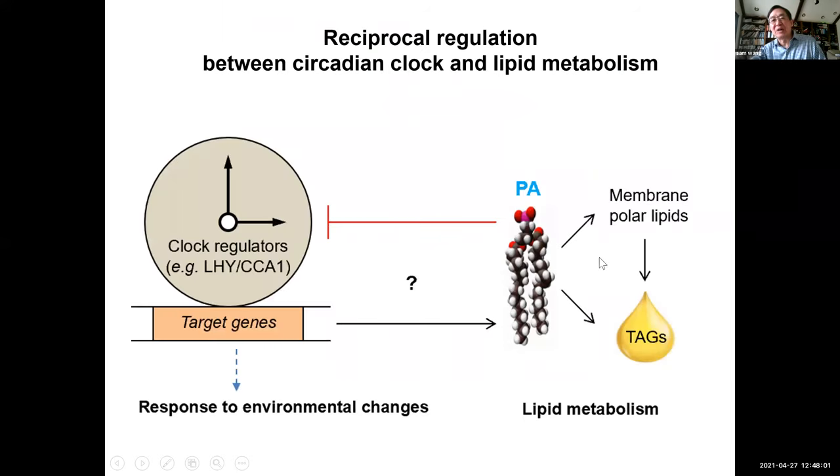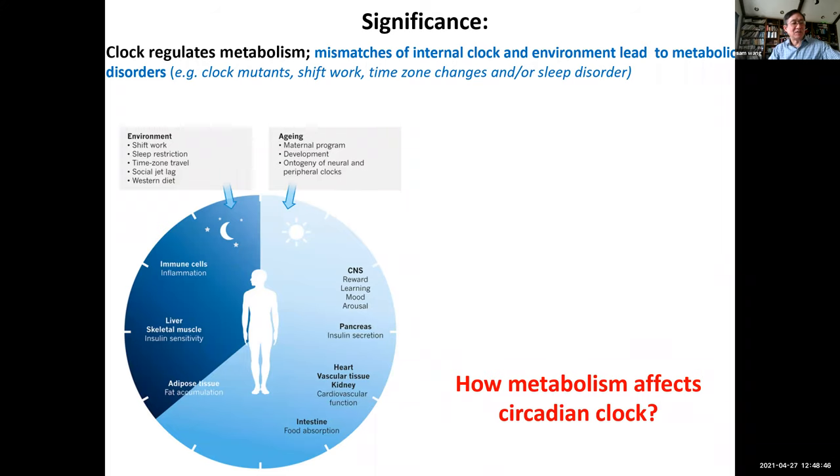So what we believe now is that there is a reciprocal interplay between the clock and lipid metabolism. On one hand, the clock can regulate the expression of genes which make lipids. On the other hand, some of those lipid metabolites, in this case phosphatidic acid, can interact with the clock directly and impact its regulation or the output of the clock. And this type of interaction is important for how plants grow and respond to different environmental cues.